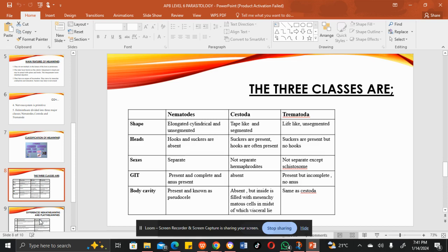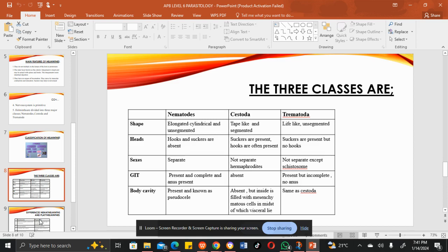Nematodes have separate sexes, which means they have the male and female sexes on separate organisms. The cestodes are hermaphrodite, meaning their sexes are not separate. One organism has both the male and the female sex on it. Trematodes are hermaphrodites except the schistosome. Schistosome species is the one which has separate sexes like the nematodes.